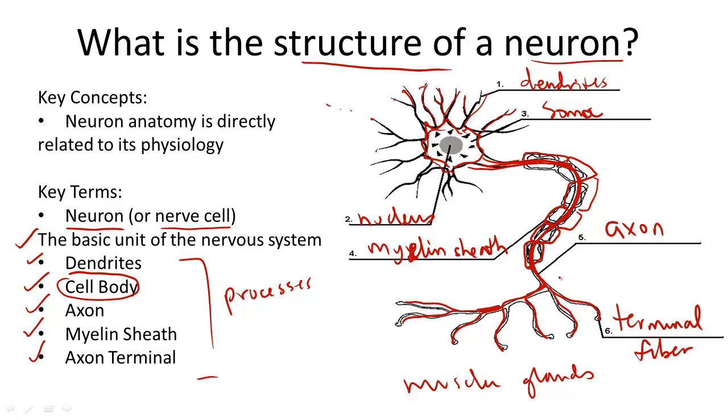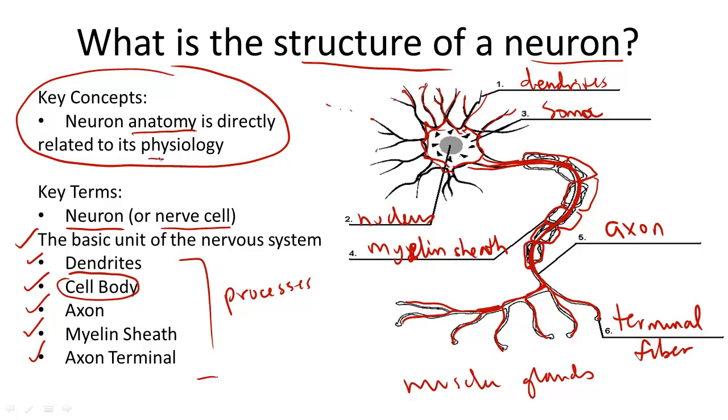Now remember, a key concept here is that neuron anatomy, like everything in the body and in every organism, is related directly to its physiology, or that its shape and structure is directly related to its function.